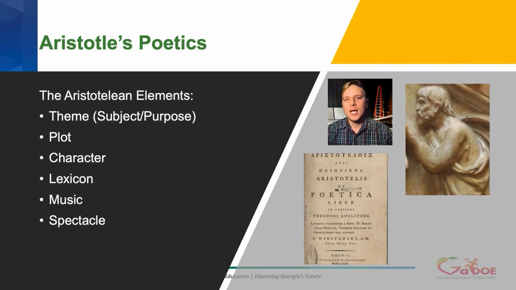The Aristotelian elements: plot, events that occur over time related to the conflict. Character, the agents of the plot. Theme, the subject, purpose, focus, and perspective. This contextual definition may be different from how theme is often discussed in ELA.